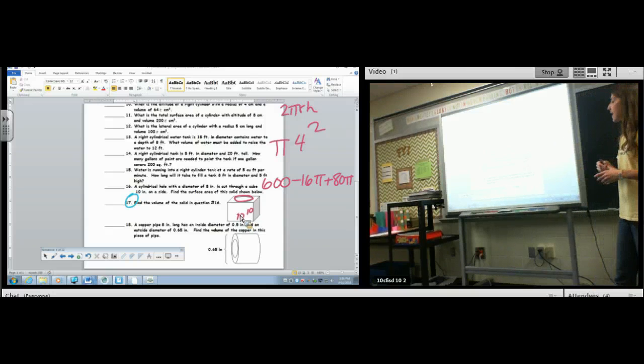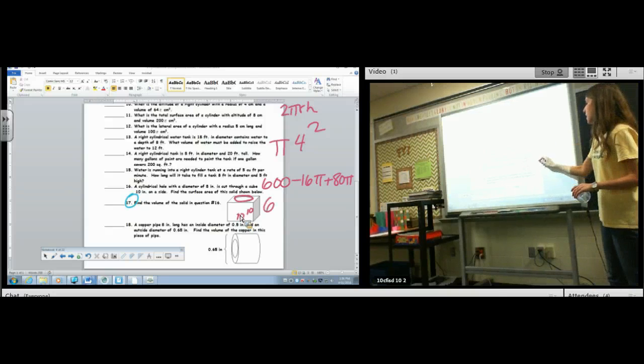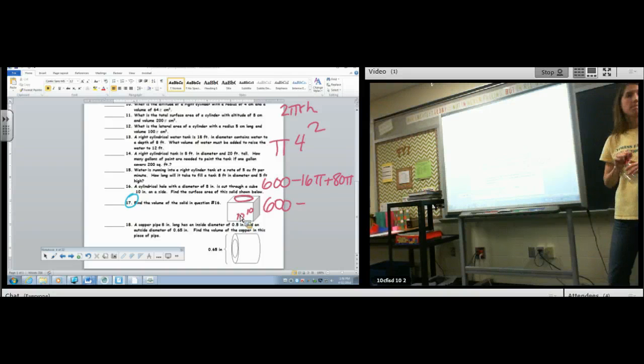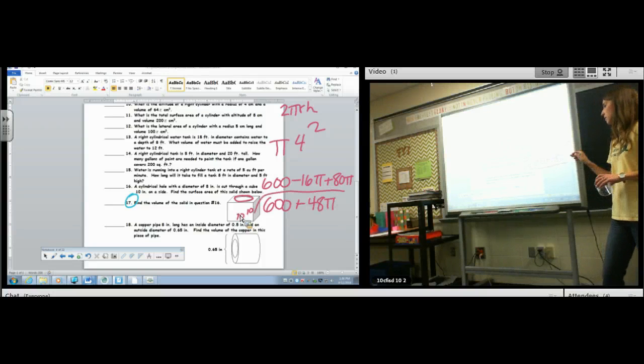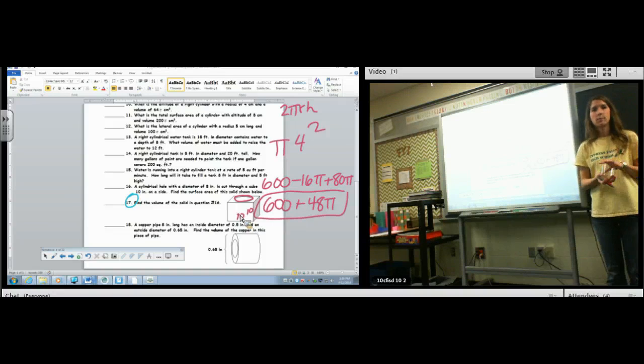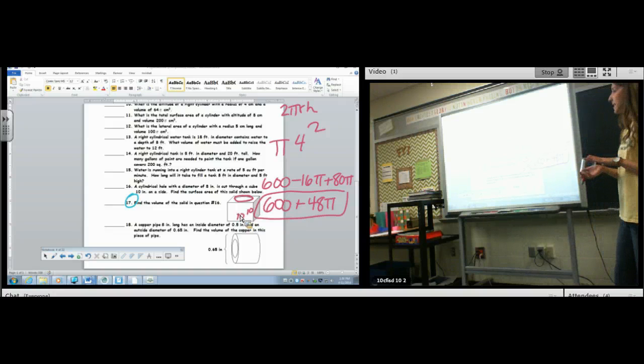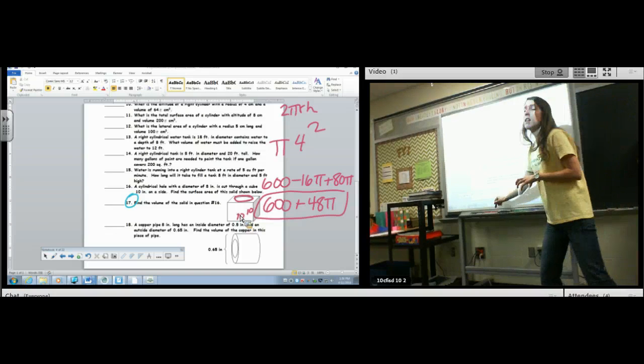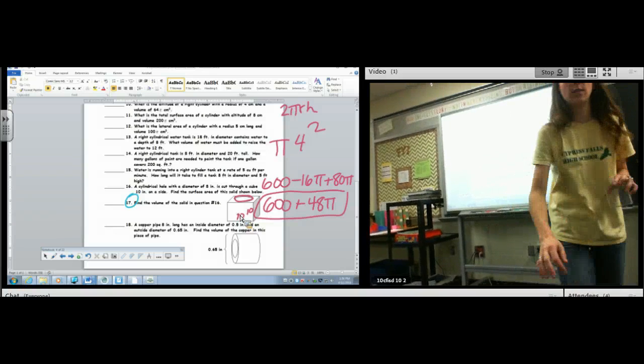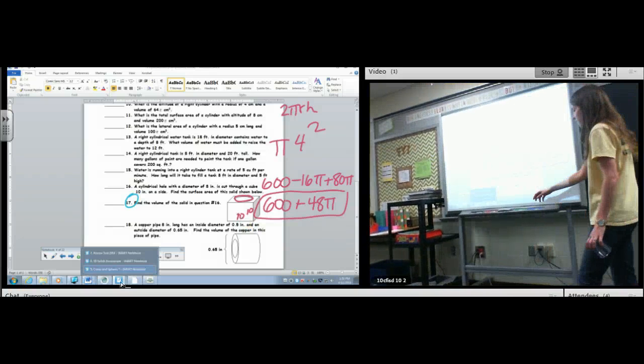So now let's combine like terms. 600 plus 80 minus 16. And that was the answer that was in the answer slide. Okay? To get through the lesson before 2:30, I'm going to move on, and we can do number 18 at the end of class. Yeah, that's what I was thinking.